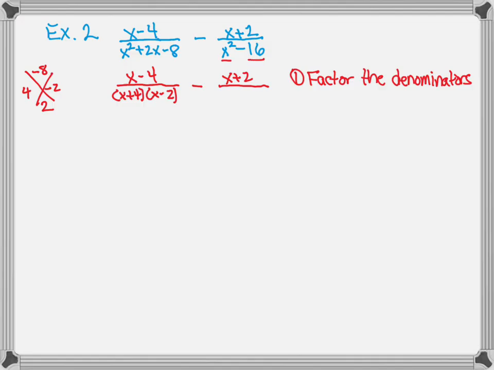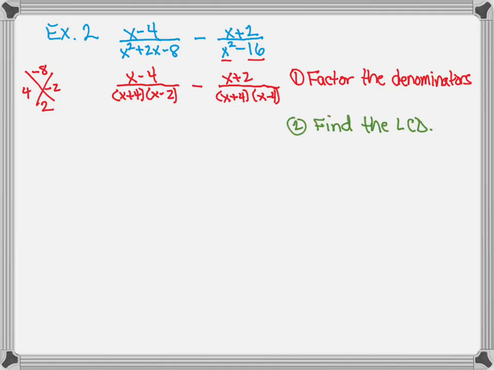And in my denominator, I have a difference of 2 perfect squares. So I can set up my 2 parentheses. The square root of x squared is x. The square root of 16 is 4. One parenthesis gets a plus, the other one gets a minus. So now I have my denominators factored.